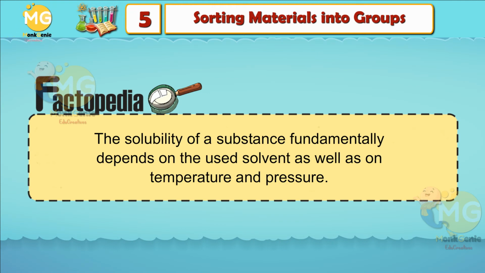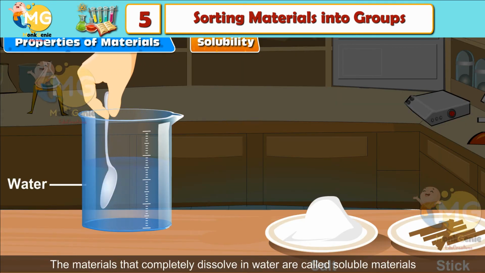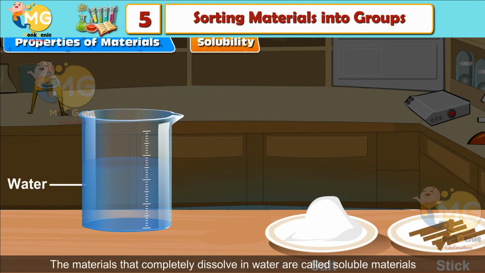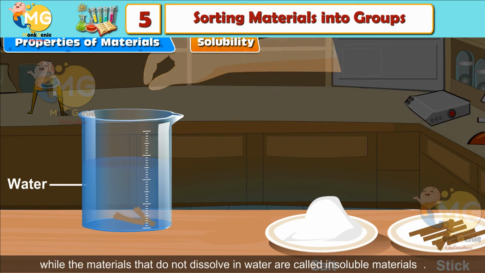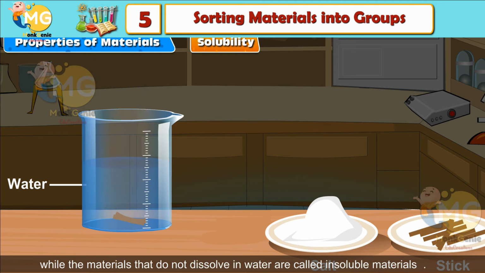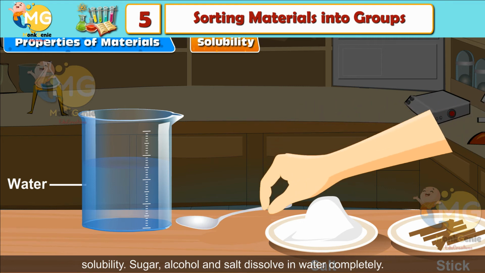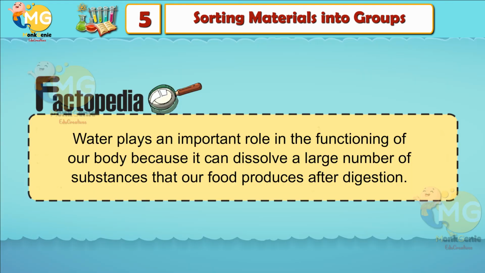Factopedia. The solubility of a substance fundamentally depends on the used solvent as well as on temperature and pressure. The materials that completely dissolve in water are called soluble materials, while the materials that do not dissolve in water are called insoluble materials. The property of a substance to dissolve in another substance is called solubility. Sugar, alcohol, and salt dissolve in water completely.